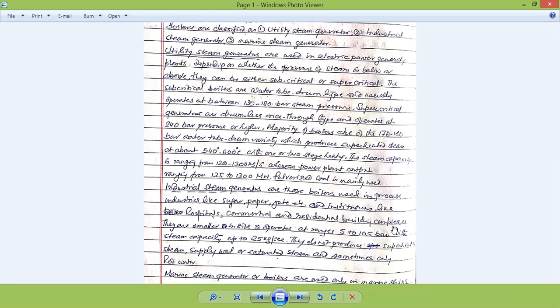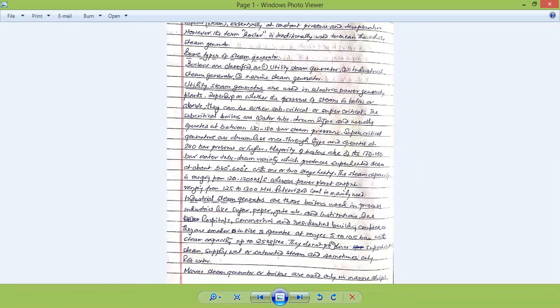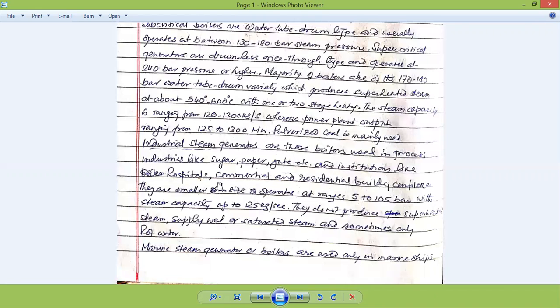They are smaller in size and generate power at 5 to 105 bar. The hospital, commercial and residential buildings also make use of steam because in hospitals all the dirty clothes, whether replaceable or not, can be washed by keeping them inside the volume of steam so that every impurity is cleared.